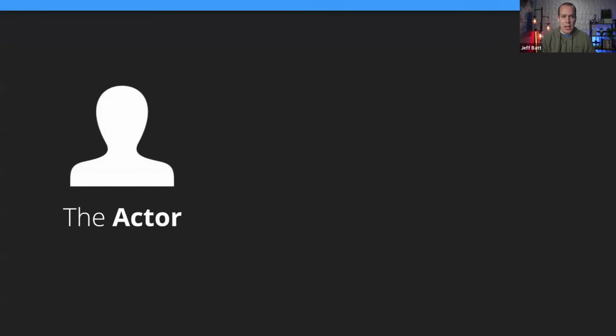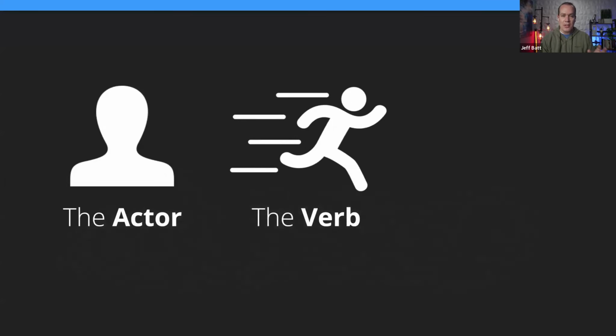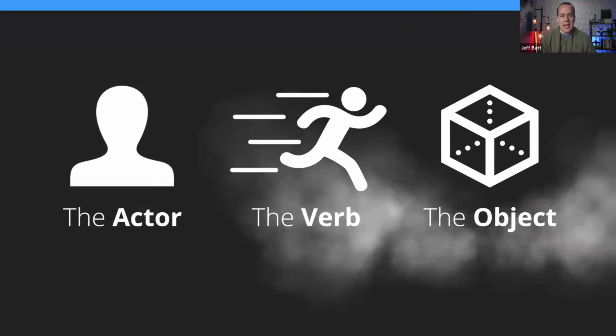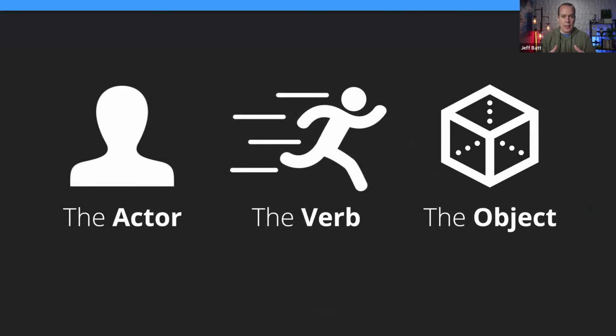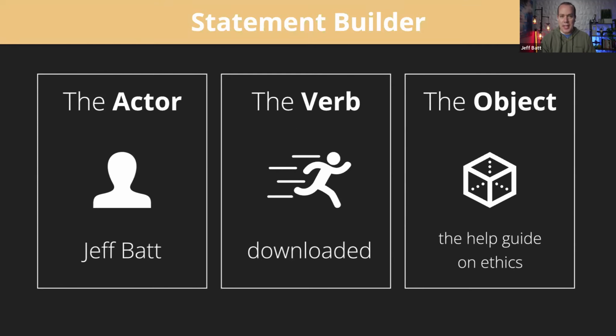Now, there's an important concept. I'm sure that if you've been in the cohort already, you know the basic concept is that the statements you send over to the LRS consist of the actor, the verb, which is what the action is, and then the object, which is the description of that verb. So something like Jeff Batt downloaded, and what did he download? The help guide on ethics. And so that's really what comes into that statement.